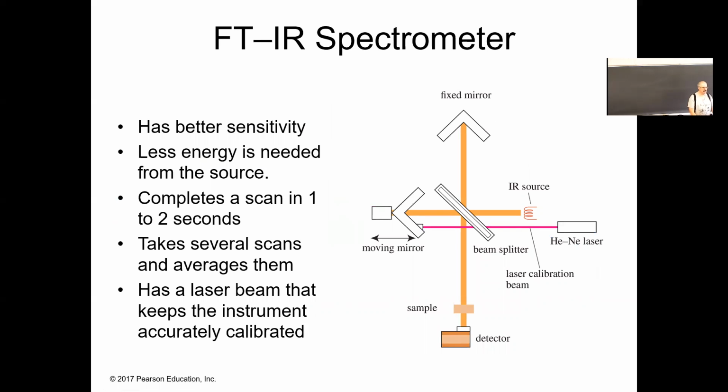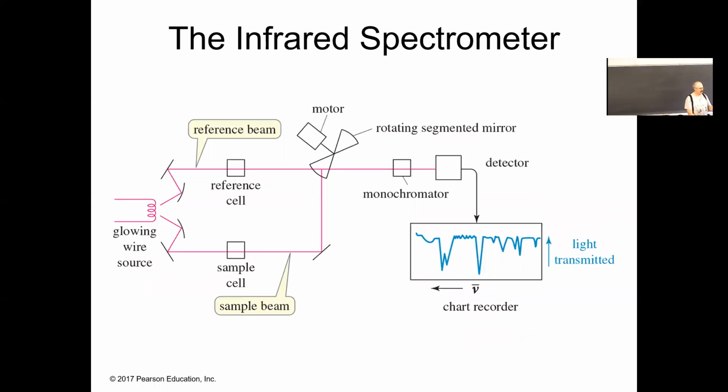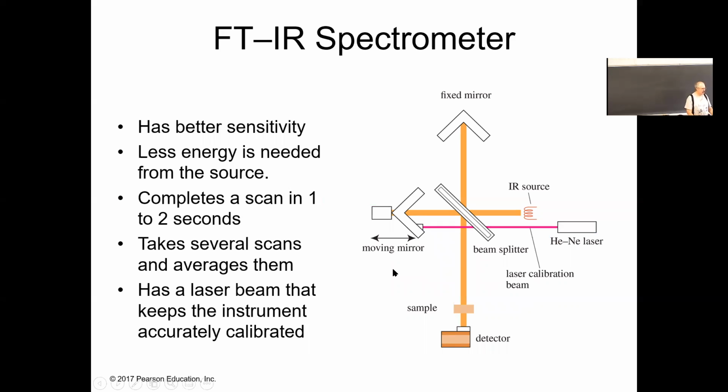What most chemical laboratories use nowadays is an FT-IR spectrometer. This has better sensitivity, and less energy is needed from the source. Instead of selecting a very narrow region of the spectrum at a time and sweeping it, we have all the wavelengths available at once. We can complete a scan in 1 to 2 seconds versus 15 to 20 minutes with the old type. Then we can take several scans and average them, and that averages out the baseline noise.